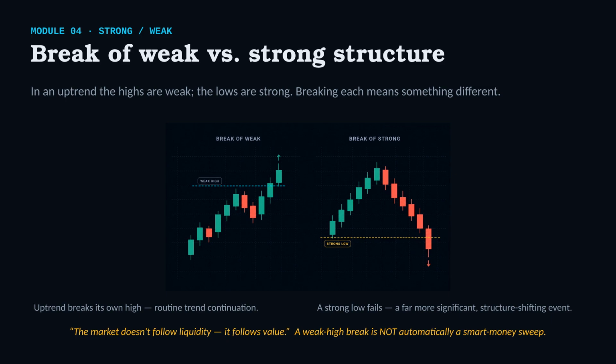In an uptrend, the highs are considered weak structure, so when price breaks those highs, you have a break of weak structure. That is routine trend continuation. It is what an uptrend does for a living. Some people call this a liquidity sweep. And here is where we need to be careful.